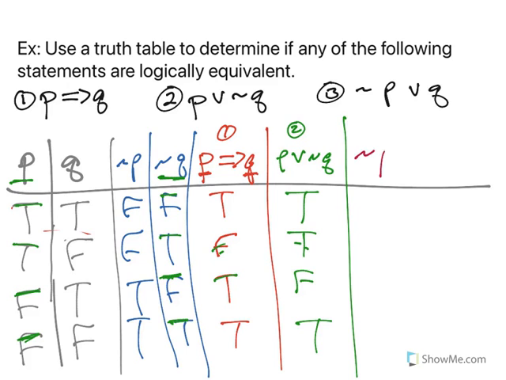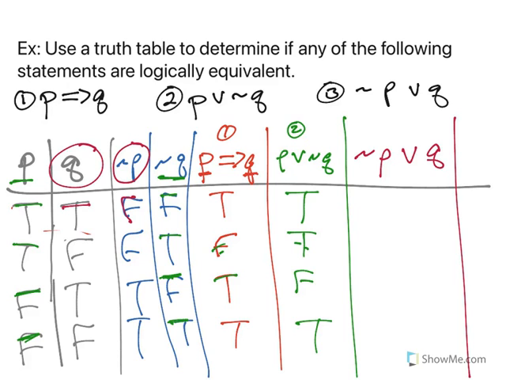Number 3 is not P or Q. So now I'm looking at not P or Q. And again, this is an or, so one of them has to be true. So I've got false and true, that's true. I have false and false, that's false. I have true and true, it's true. And true and false is true.